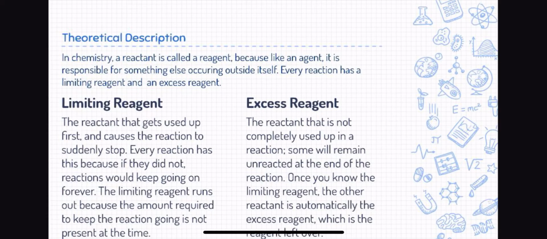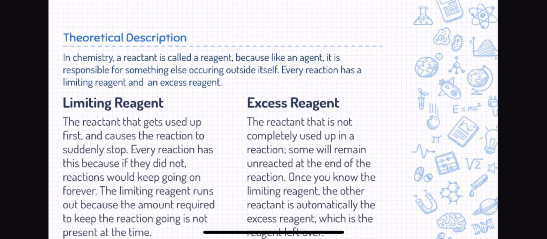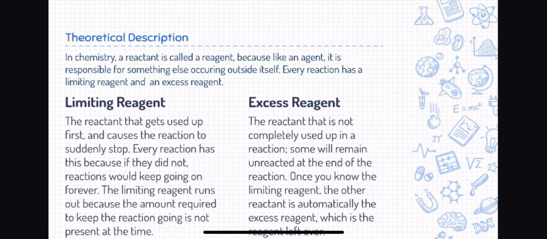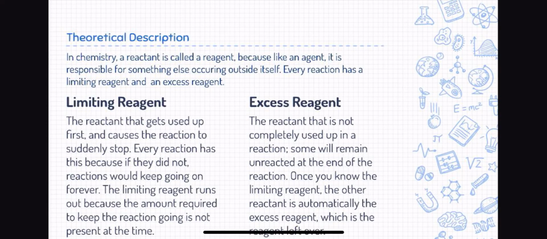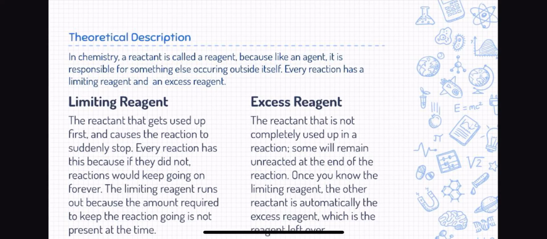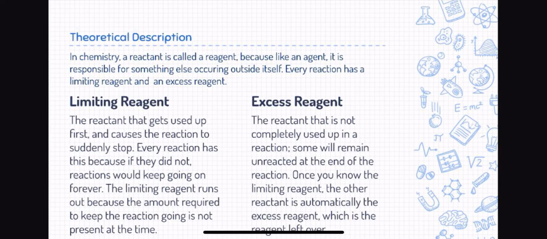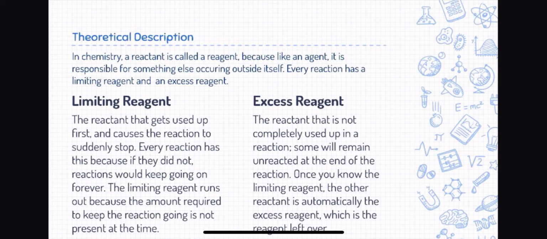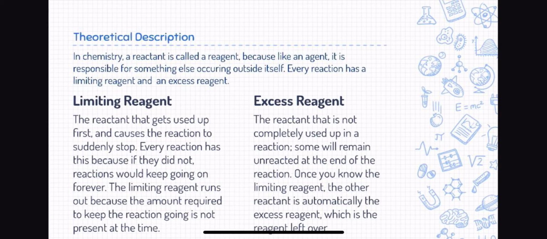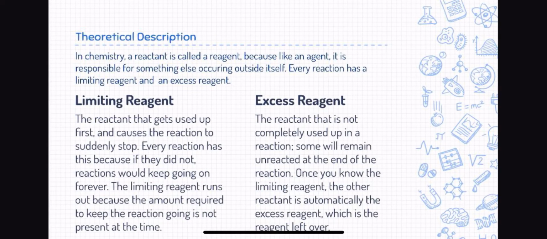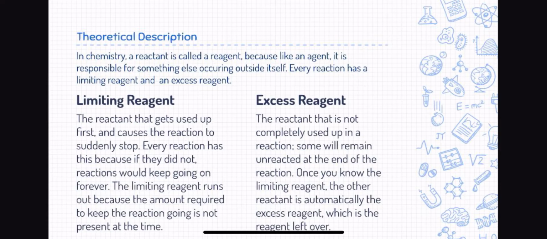In chemistry, a reactant is called a reagent because, like an agent, it is responsible for something else occurring outside itself. Every reaction has a limiting reagent and an excess reagent. Limiting reagent: the reactant that gets used up first and causes the reaction to suddenly stop. Every reaction has this because if they did not, reactions would keep going on forever. The limiting reagent runs out because the amount required to keep the reaction going is not present at the time.